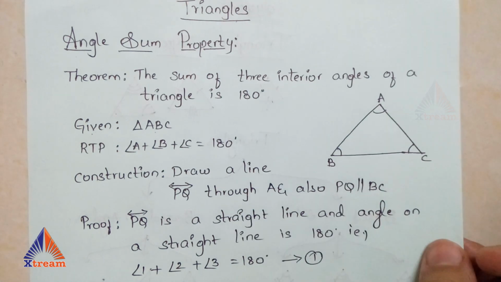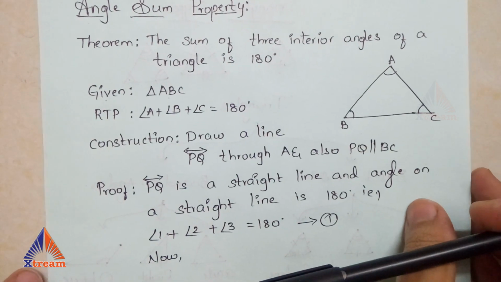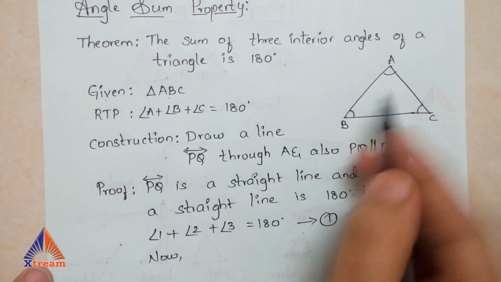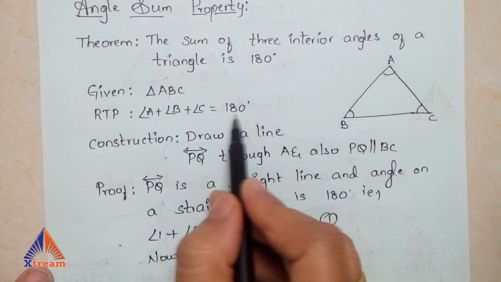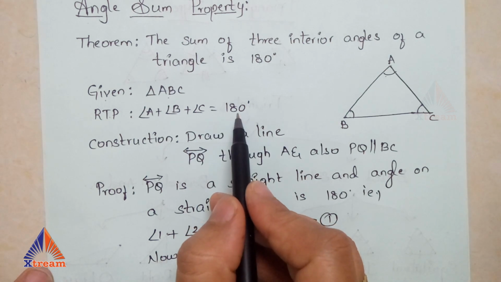And RTP, what is this RTP? RTP means required to prove. What do we need to prove? That angle A plus angle B plus angle C gives us 180 degrees. This is the angle sum property we need to prove.